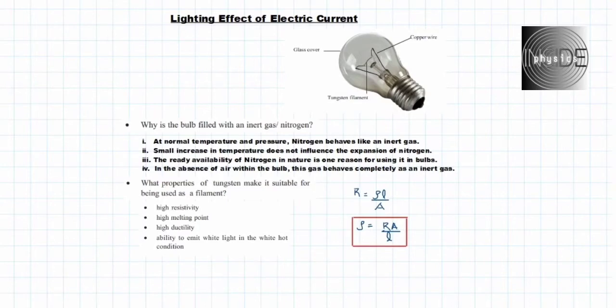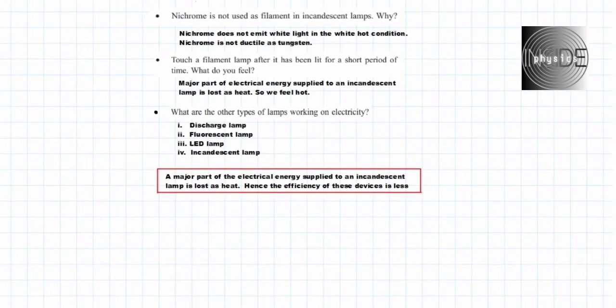So moving on, another question is: why is nichrome not used as a filament in incandescent lamps? Nichrome does not emit white light in the white hot condition. Nichrome is not as ductile as tungsten. So there are two points: nichrome is not as ductile as tungsten, and nichrome does not emit white light in the white hot condition. Nichrome glows red hot, as we have seen in our earlier classes.